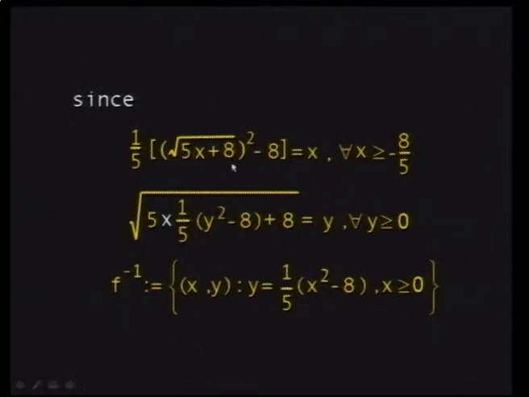This is f minus 1 of f of x, which must be equal to x for all x lying in the domain of the original function. Whereas here, f of f minus 1, because of the square root of 5x plus 8, so 5 times f minus 1, the composition between f and f minus 1 of y, must be equal to y for all y lying in the range of f. And the range of f are those y that are positive.